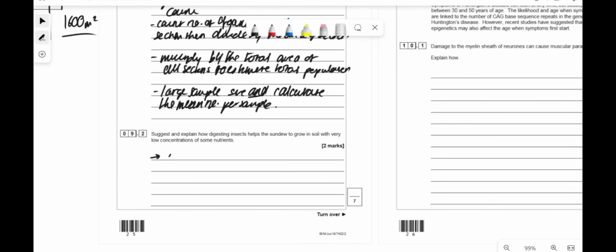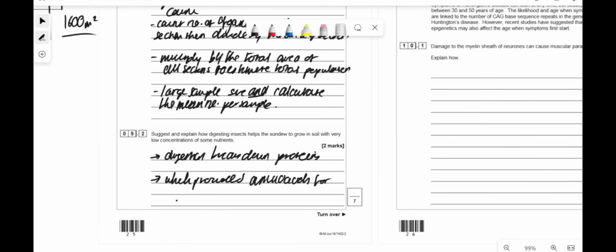So digestion breaks down proteins, which provides amino acids for protein synthesis. You need to talk about a use. Also, you could say, for example, digestion releases phosphate, which can be used in DNA and RNA, and so on.